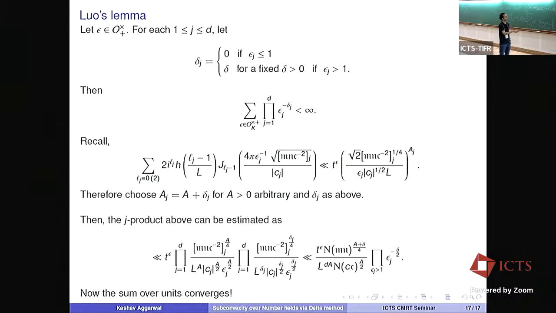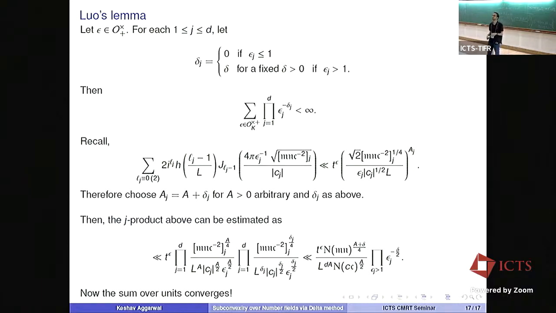Then the product of all of those things can be broken down into two different products, where you just have these A's and where you have these deltas. Now, taking the product over the j's gets rid of the epsilon_j right here, because you will get the product of all these epsilon_j's raised to the A over 2. But the product of all these epsilon_j's is nothing but the norm of epsilon, and epsilon is a unit, so its norm is 1. So that gets rid of the product over here, and you still have a product over here, which gets you to this. And now if you sum over the infinitely many units, that's not an issue.